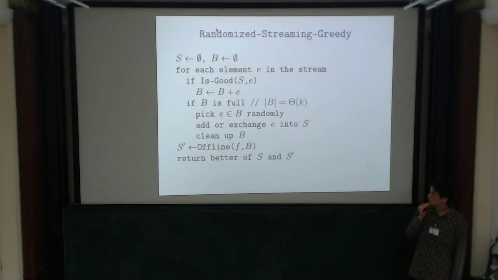And last, a couple more points. Once I do add an element to S, whether or not the elements in the buffer are good is going to change a little bit. So we clean up B, making sure only, quote unquote, good elements are left. And then the one last step is at the end of the algorithm: not only do I have my solution S, but I have this buffer B. I'm actually going to run an offline algorithm on B and then return the best of the two different solutions. So that's the high level, but the tricky part is figuring out what's good.